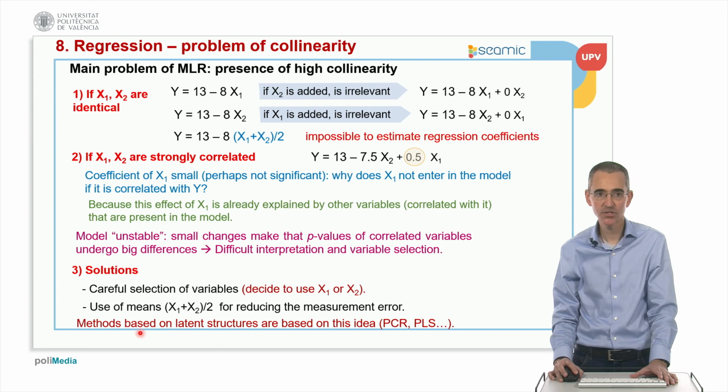Or another solution is to use methods based on latent structures. These methods can be applied, although we have this problem of high collinearity, and these methods are based on this idea of averaging variables which are correlated. The regression methods based on latent structures are, for example, PCR, which stands for principal component regression, or PLS, which stands for partial least squares regression.